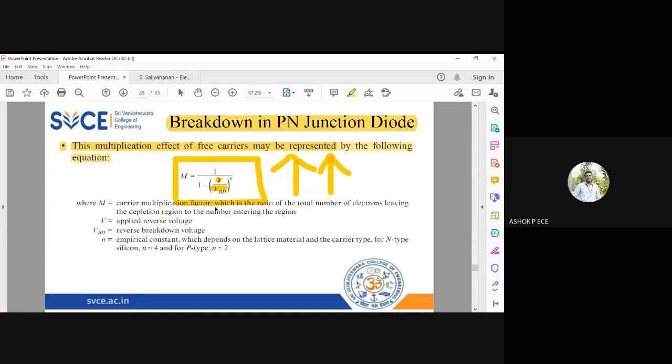Okay. And we need not bother about this multiplication factor for a Zener diode, because in a Zener diode the multiplication happens with very, very low values of voltage. V by Vbd will be approximately close. In a normal PN junction diode, Vbd will be close to 100 volts and the V value will be very, very small. So in that case, you have to worry about what the carrier multiplication factor is.